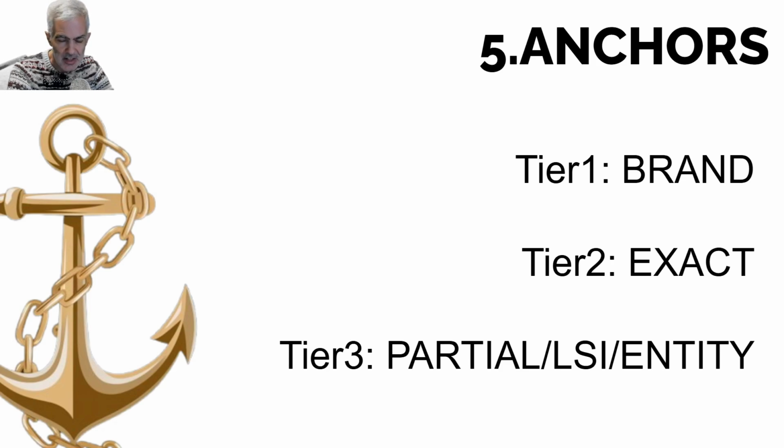Next, anchors. So, the general rule of thumb with anchors, SEO NEO style, is Tier 1 is your brand, Tier 2 is the exact, Tier 3 is partial, LSI, or entity. This is very important because for configuring the campaigns, this is basically what you want to model it after, plus factor in the age of the site.